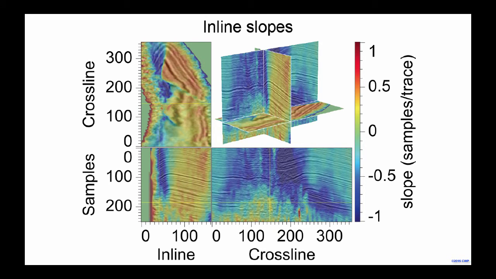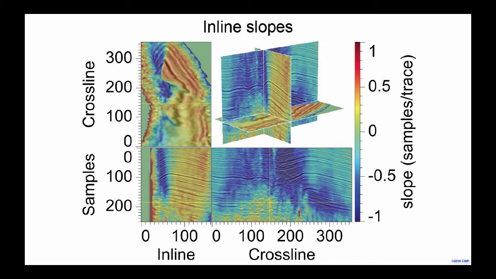Okay, so before I continue, I'd like to make a very important distinction between inline and cross-line slopes. The difference between computing slopes in 2D and computing slopes in 3D is that each of these different methods are now going to produce 2 different slope volumes, one for inline slopes and one for cross-line slopes.